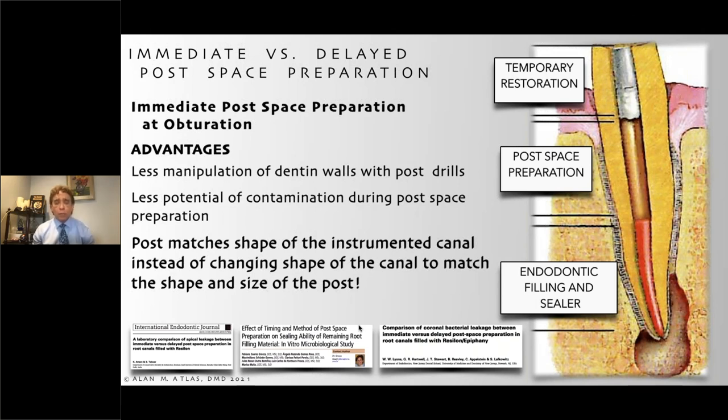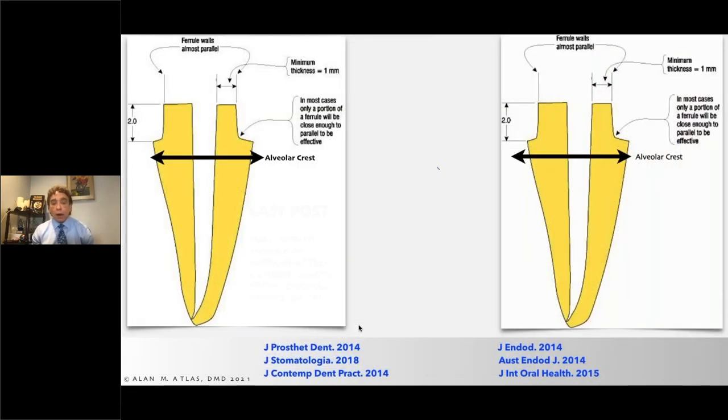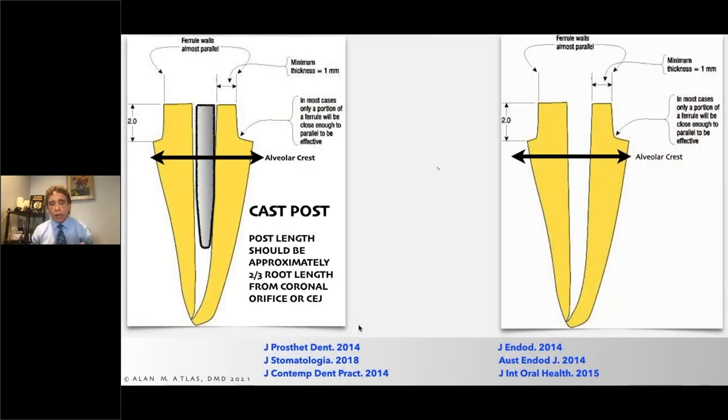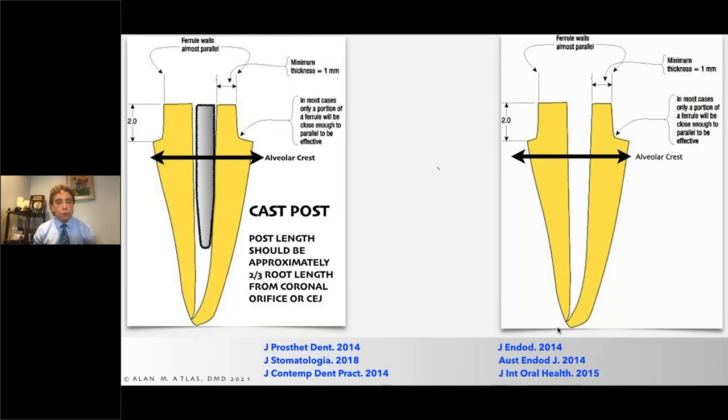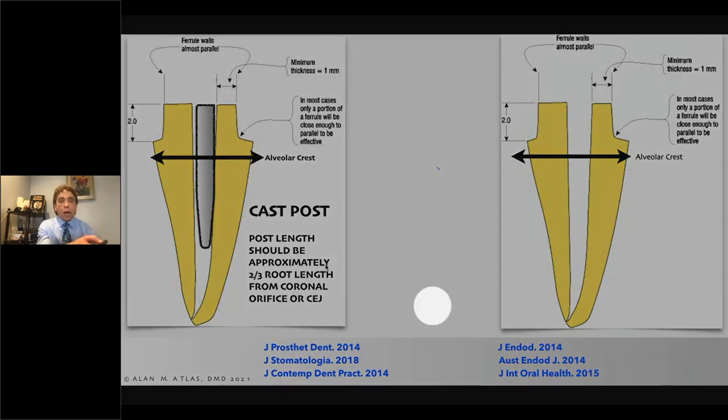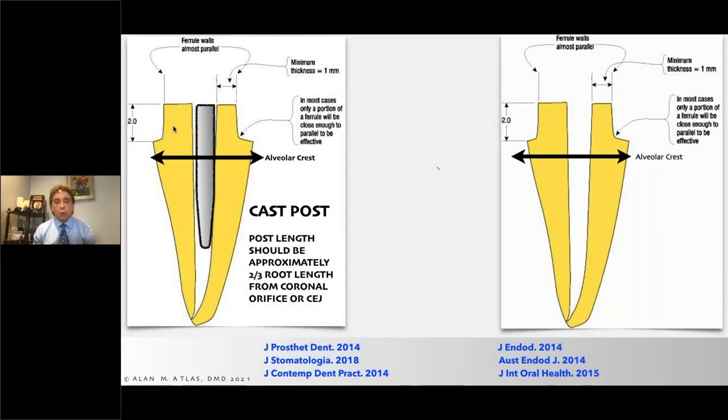So when I look at post-space preparation, we're going to compare cast post. We know from the evidence, and I have many articles down here that I'm going to look at that describe the evidence for this, we know the post length for a cast or metal post, if you just use a metal post, should be approximately 2/3 the root length from the coronal orifice or CEJ. I like to use the coronal orifice and the CEJ as my reference point. I think it's much more predictable, and if time allows, I will explain why it's better than any other reference point.